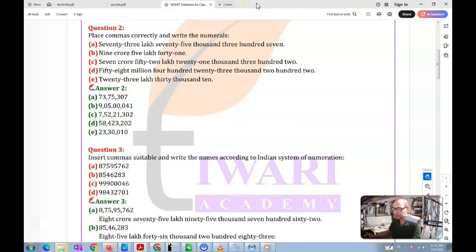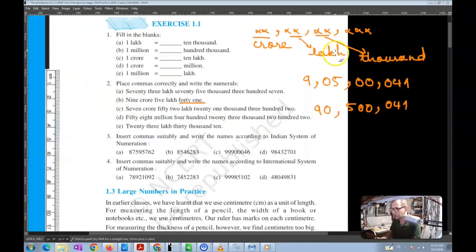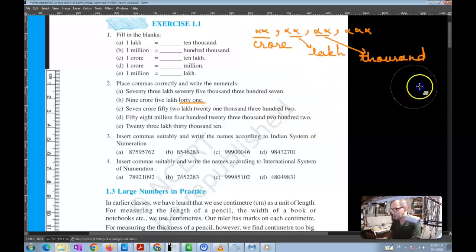And of course, you can always check your answers in the solutions. The number is 9,05,00,041, which is the number that we have written here, and I've written the same number in the English system as well. Okay. Now the next question is part C, which is 7 crore 52 lakh 21,302.